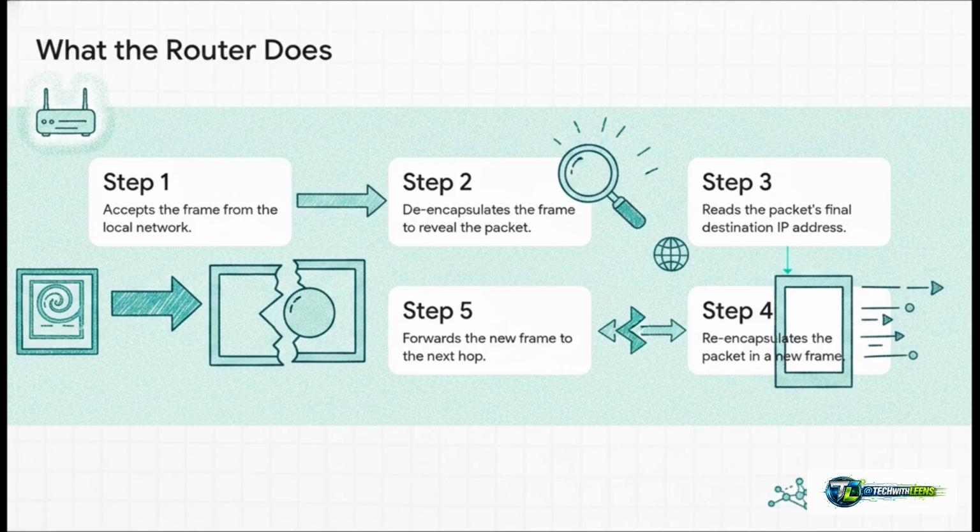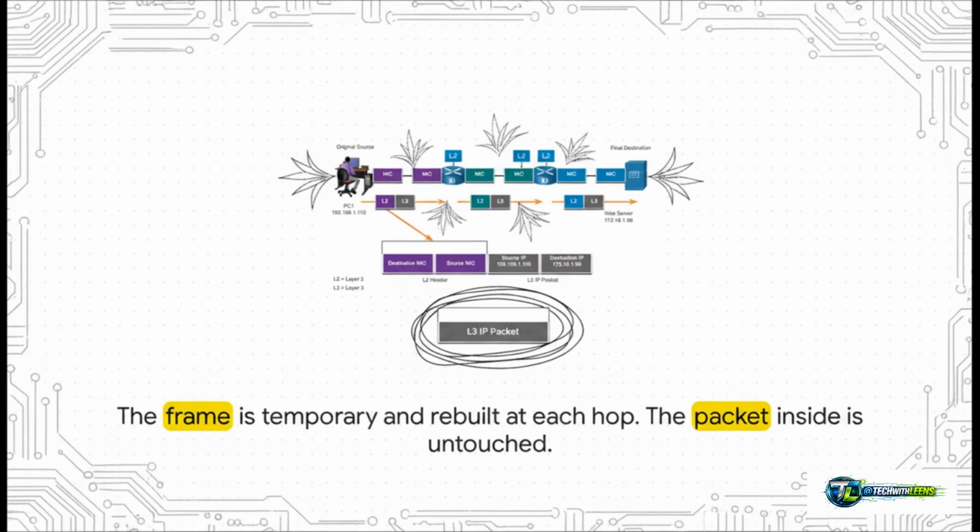First, it accepts the frame and then it de-encapsulates it, which is really just a fancy way of saying it tears open the local envelope. This reveals the original packet that was hiding inside. The router then reads the packet's final destination address, repackages it into a brand new frame for the next hop, and sends it on its way. And this visual illustrates the whole concept perfectly. See how that layer 2 frame is just discarded and rebuilt at every single router along the path? The frame is temporary. It's a totally disposable vehicle used for just one hop. But the layer 3 packet inside stays intact, all the way to the final destination.